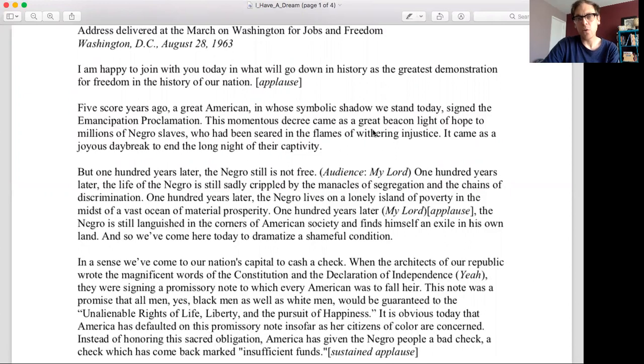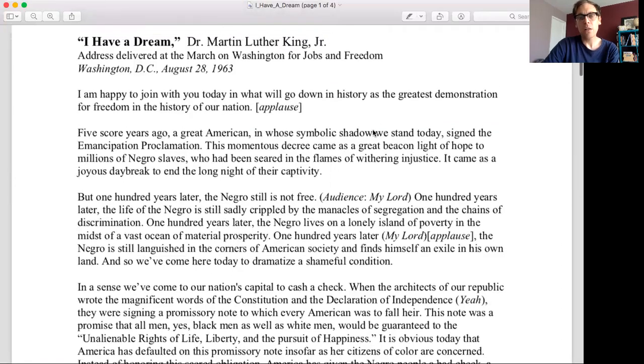so that as you are finishing up this module, you can actually focus not so much on what Dr. King is saying, but on some of the strategies that he's using in order to persuade his audience. So let's take a look at these first 3 paragraphs here.